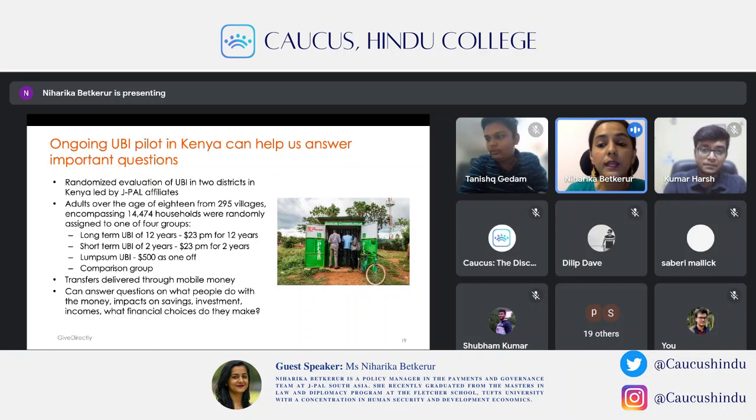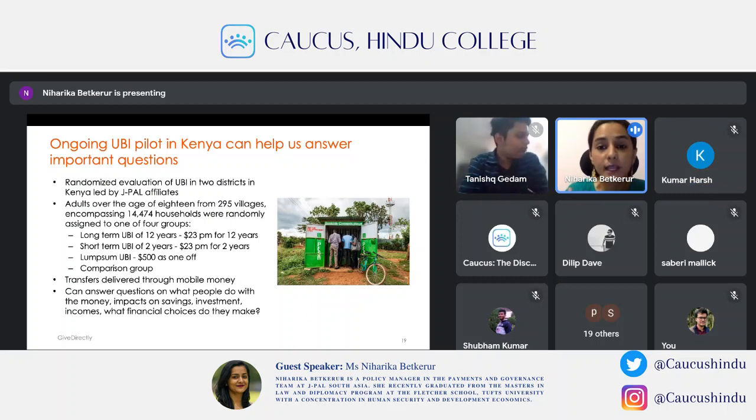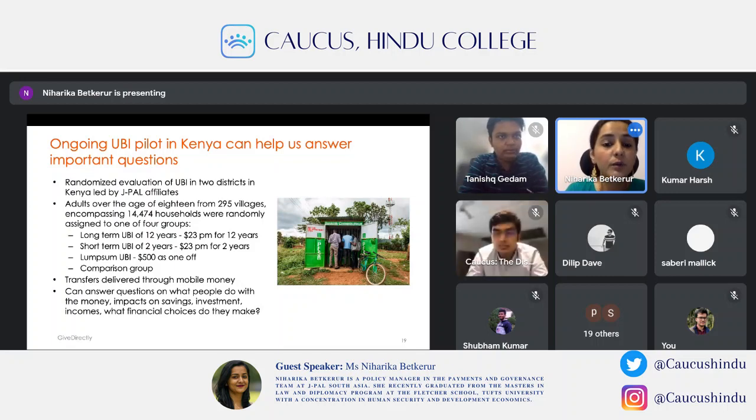Because they have this security of money in their bank accounts, do they go out and diversify their occupations, or do they make more investments in their jobs or enterprises or farms? And what kind of financial choices do they make? Do they go to more formal banking systems because now they have this flow of money, which can give bankers a little more confidence in lending to such people?